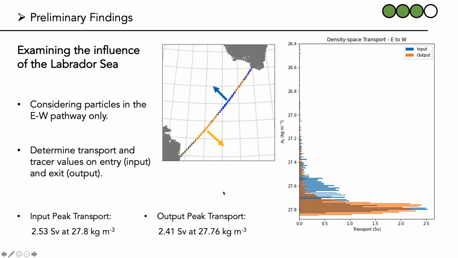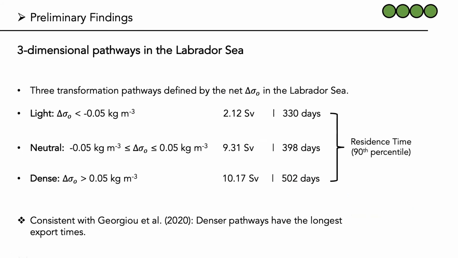And this graphic is what I wanted to focus on now in terms of presenting some three-dimensional pathways. What I've done here is define three transformation pathways based on the net change in potential density through the Labrador Basin. Firstly, I've defined a light pathway, in which water is transformed to become lighter as a result of passing through the Labrador Sea, and this accounts for the smallest amount of transport, and is also exported the quickest of these pathways.